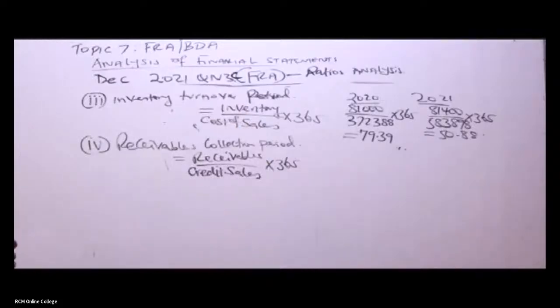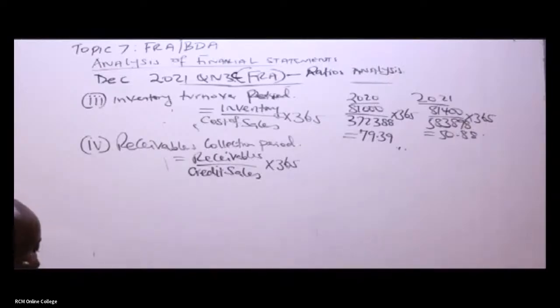So let's go slowly here. When you give me the receivable collection period, at times they call it the receivable days. So they're giving me a figure of 73. And then the other one is 91.